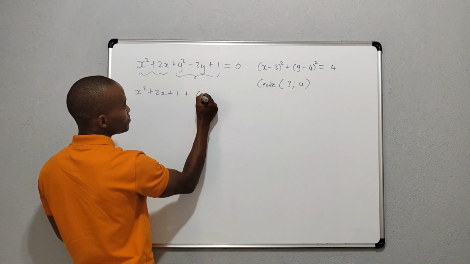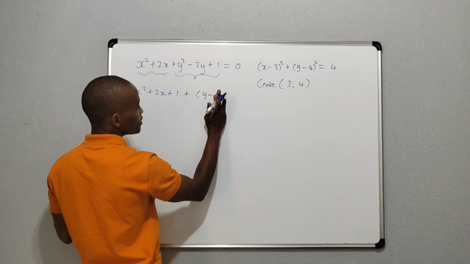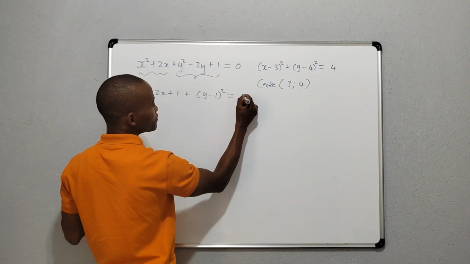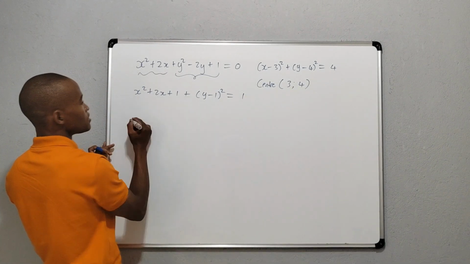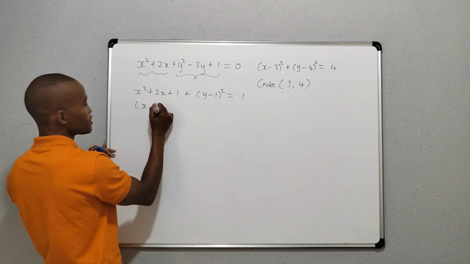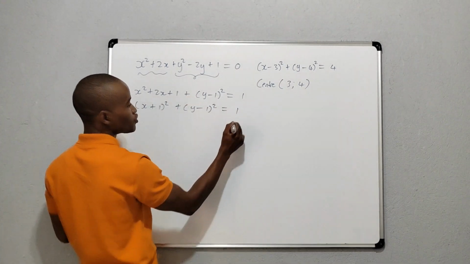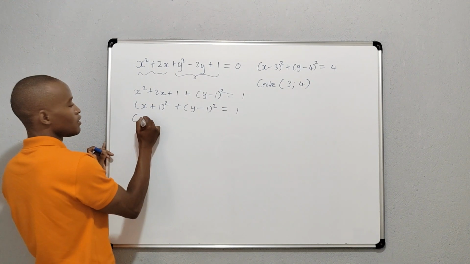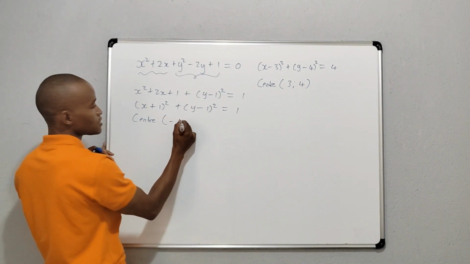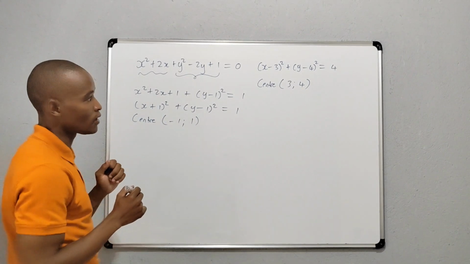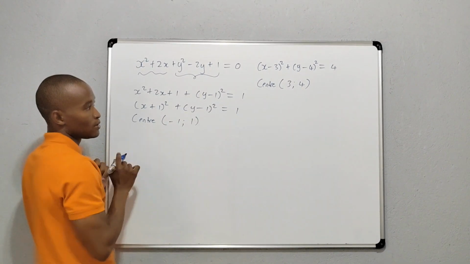And we still have that, but we can just reduce it to the standard format for this part of the equation, and this is now complete, giving us (x plus 1) squared plus (y minus 1) squared equal to 1. Let us read off now the coordinates of the center: it is -1 and 1. Good stuff.